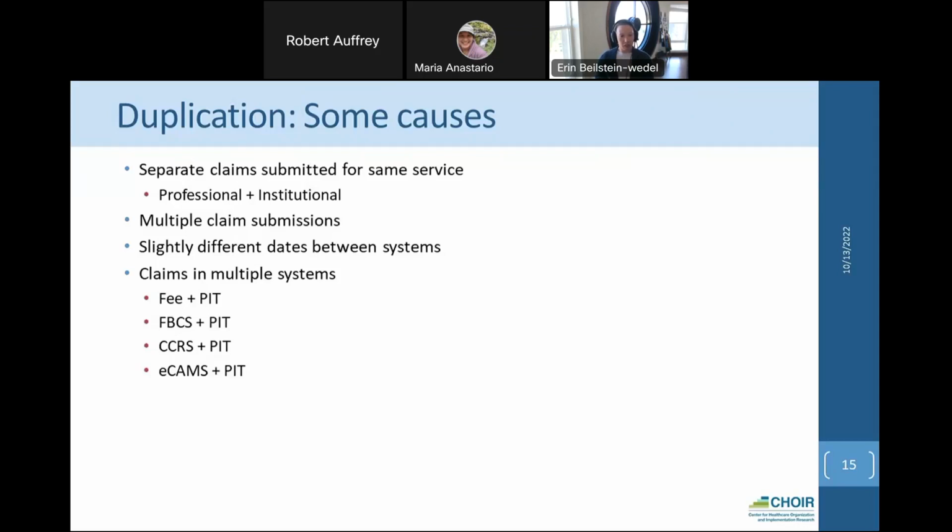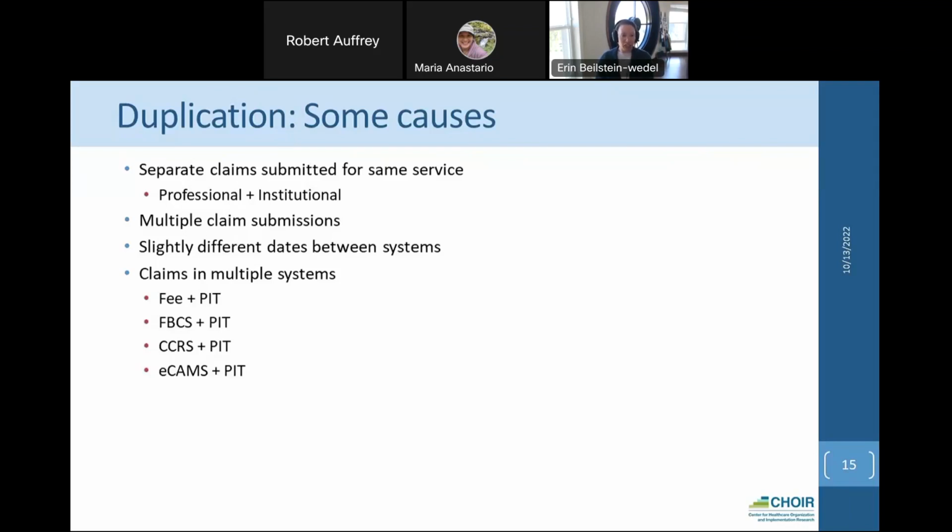There's also, if you're using multiple systems, the dates can be slightly different between systems. So if you're comparing claims in fee and FBCS, for example, sometimes the dates are a little off because FBCS is a primary system and fee, because it's a VISTA system, someone was inputting that data. So the dates might be slightly different, and there's some processing that happens behind the scenes with fee also to sort claims. So the dates might be off by a day, but everything else in the claim might be the same.